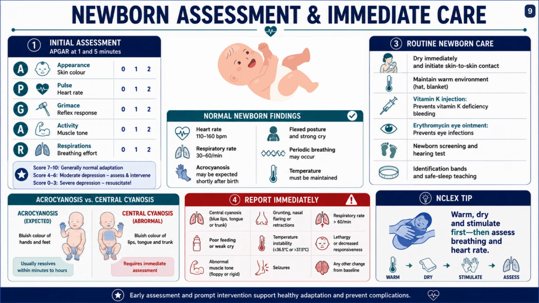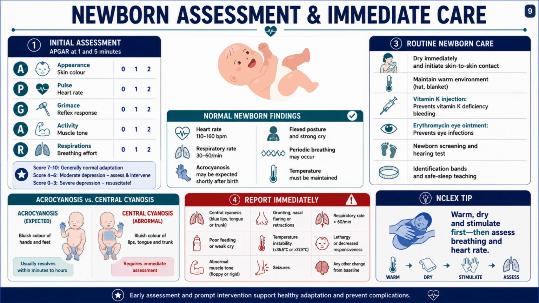Immediately after birth, the nurse assesses how effectively the newborn is adapting to life outside the uterus. One of the first tools used is the APGAR score, completed at 1 and 5 minutes after birth. APGAR stands for appearance, pulse, grimace, activity, and respirations. Each category is assigned a score of 0, 1, or 2 for a maximum score of 10.